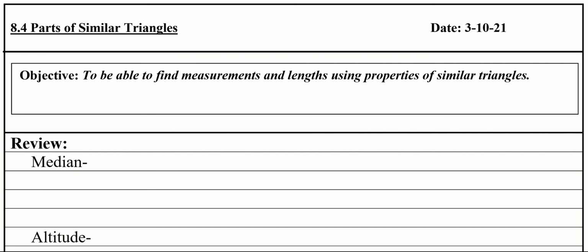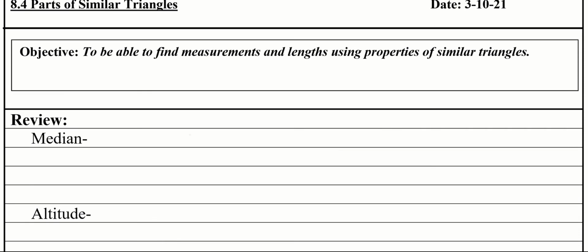Our objective for today is we want to be able to find different measurements and lengths using these properties of similar triangles. So we've talked a lot about proportions and different pieces of information that we know with similar triangles. Now we're just talking about more pieces and more information that we have with this, and it's still going to be based on the same idea of setting up the proportions correctly. Okay, so first off, a little review here.